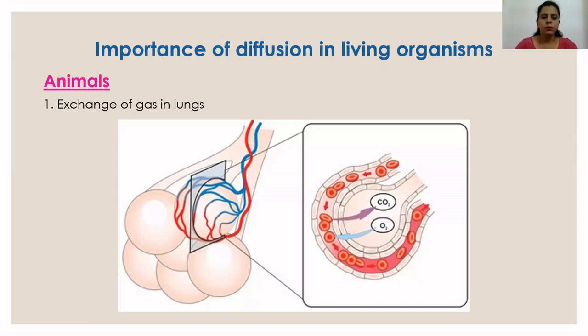So in case of animals, where does diffusion occur? One very important part where diffusion takes place is lungs. Okay, lungs is a very important organ where diffusion occurs. Now you have studied in the lower classes the structure of lungs. Inside lungs we have many small balloon or small ball-like structures which are known as alveoli. Okay, singular is alveolus and plural is alveoli.